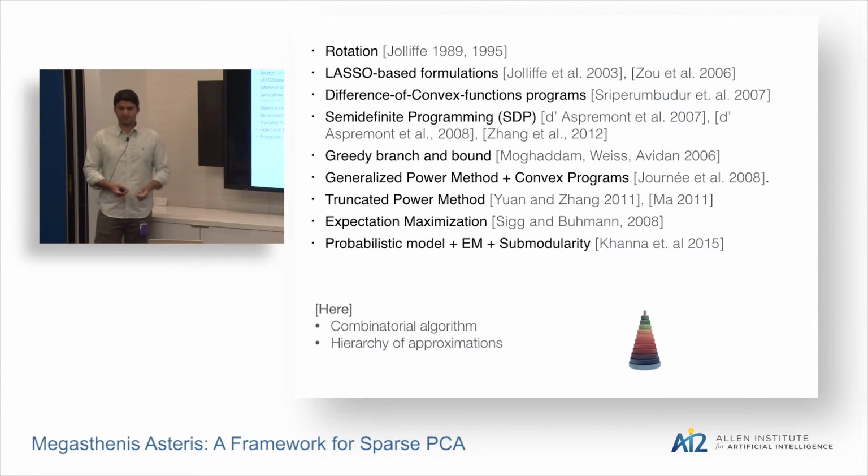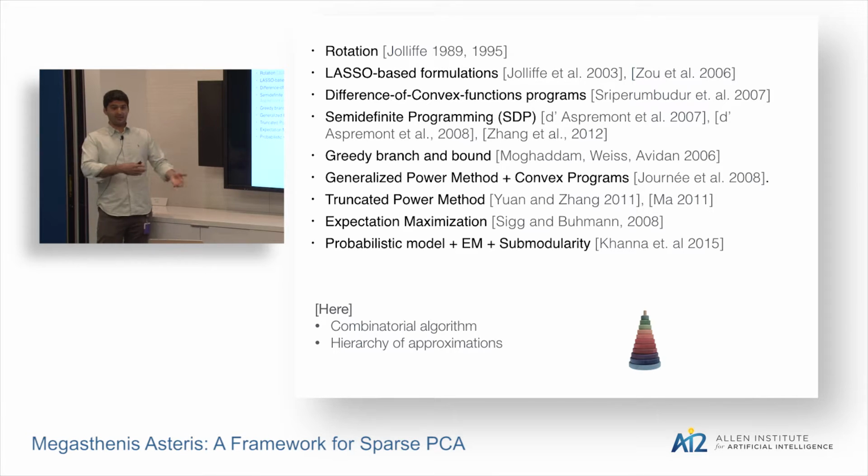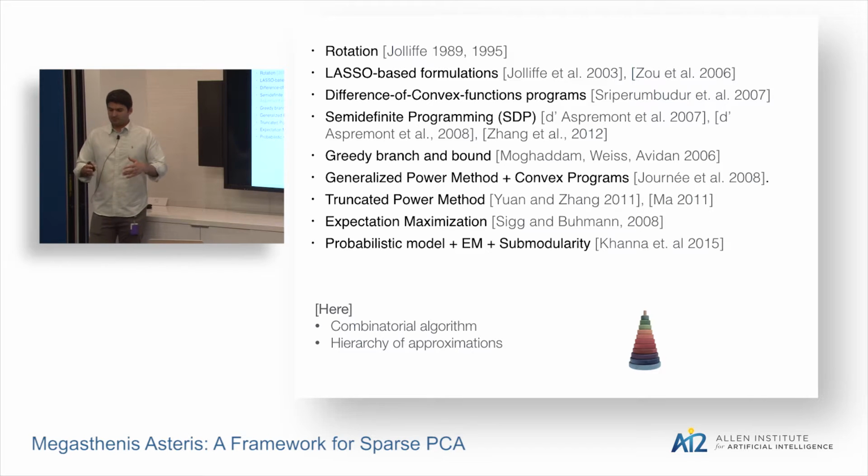Greedy techniques where they try to find the support and expand it greedily one element at a time. Power method, a truncated version of the power method similar to computing the principal component. Frameworks based on expectation maximization, assuming some underlying probabilistic model. And the thing is, most of these techniques don't come with guarantees. They are basically heuristics. There are some recent exceptions, again, under assumptions.